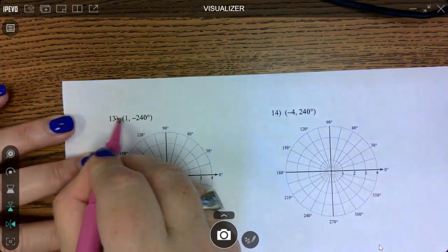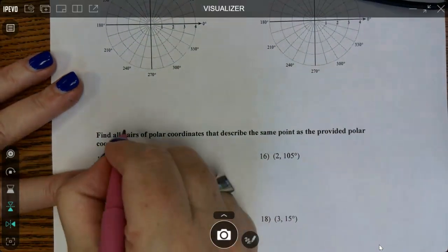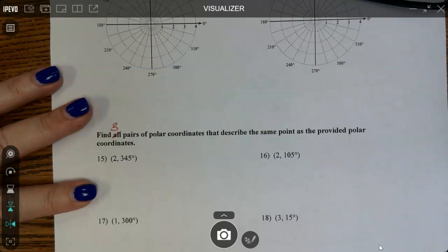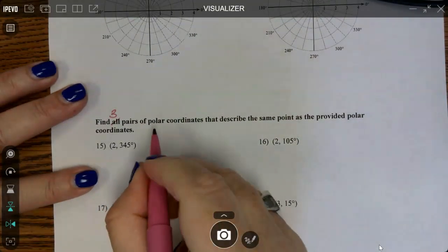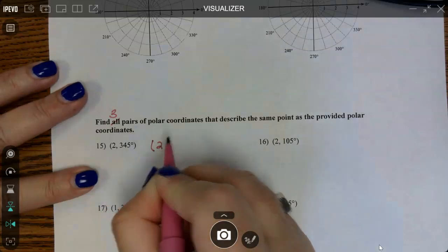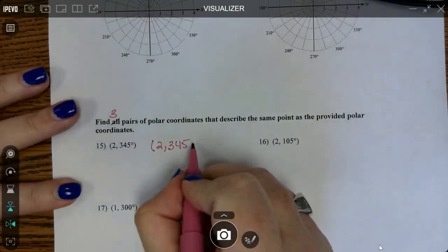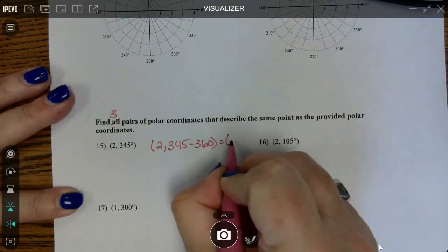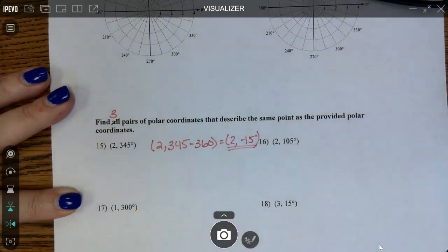So here what I want to do is find 3 pairs of coordinates that are going to give me the same point. The first one we can do very simply. We're going to take 345, and instead of adding 360, we're going to subtract it. And this gives me 2 and negative 15 degrees. So there's one answer.